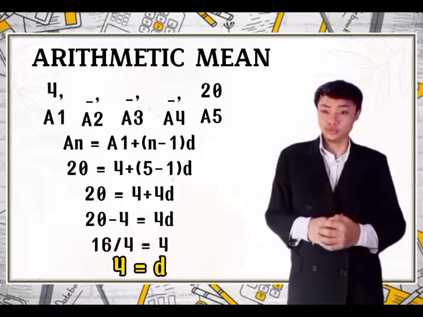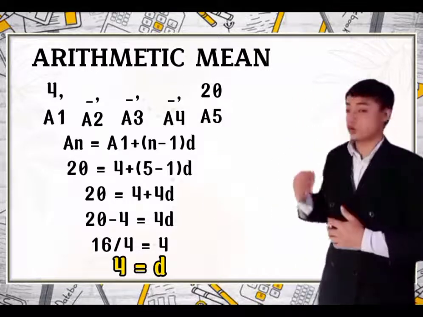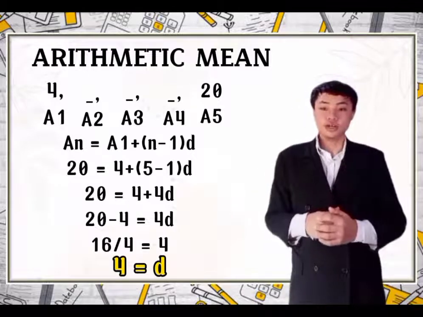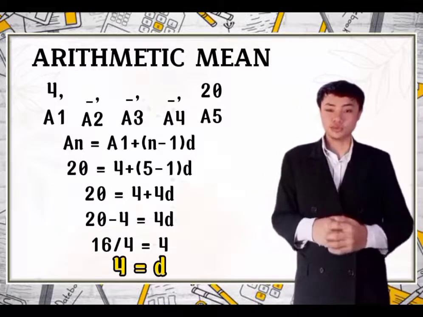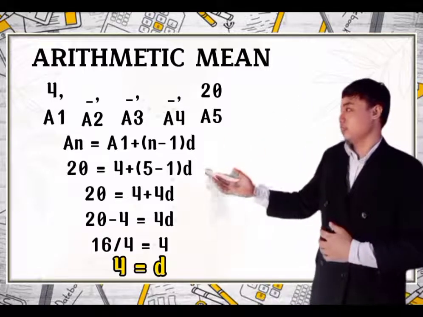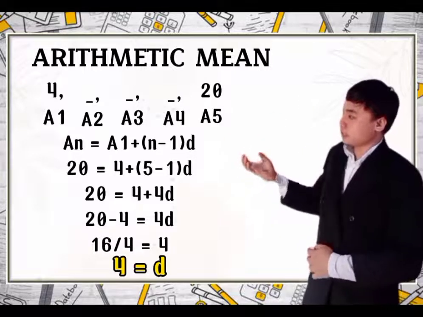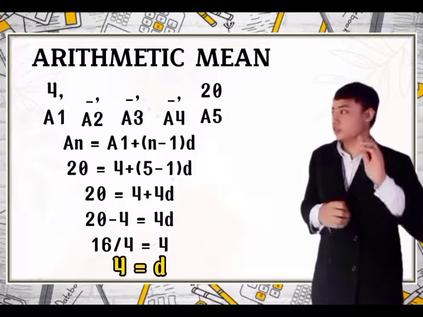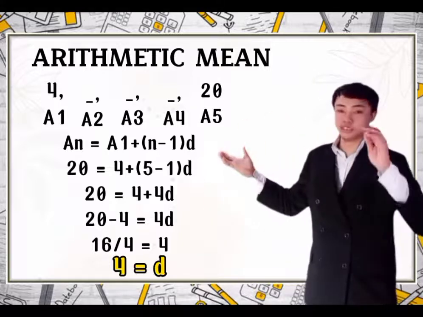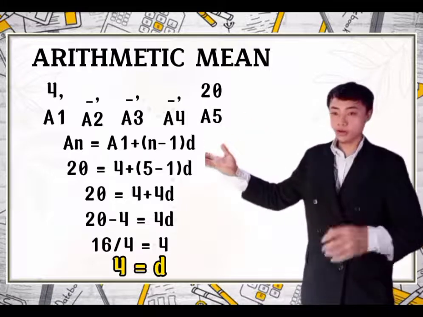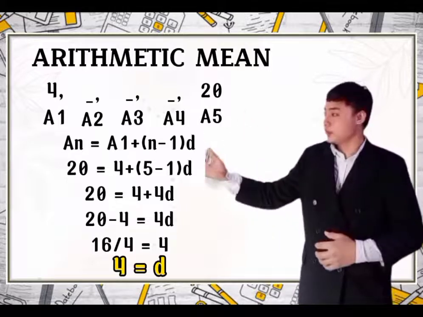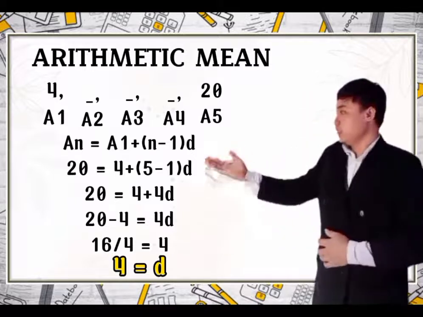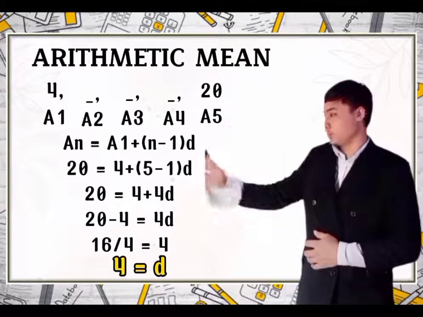First thing we must do is solve the common difference so that we can get the missing terms using the formula of the arithmetic sequence, which is a sub n equals a sub 1 plus n minus 1 times d. Since our a sub n is 20, and our a sub 1 is 4, 20 equals 4 plus our number of terms, 5, minus 1 times d. 20 equals 4 plus 4d.